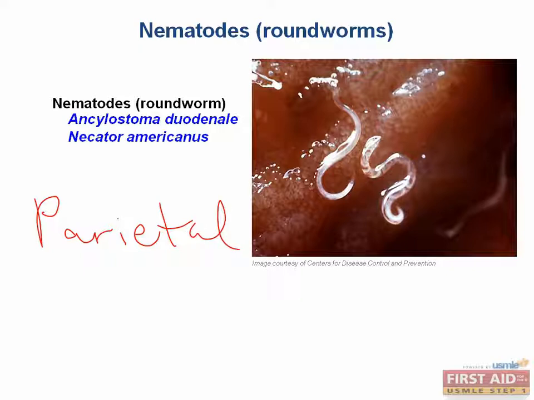Great. And why is that important? Think back to your GI physiology and how B12 is absorbed. What product of the parietal cells is required for B12 absorption in the small intestine?